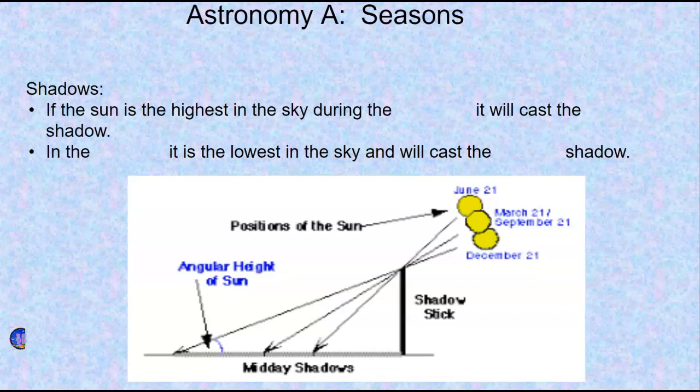All right. And last but not least, shadows. If the sun is highest in the sky during the summer, it will cast the shortest shadow. So if I have a stick or an obelisk, the sun is up here. It's the highest it's going to be for us, and it's going to have a short shadow. Whereas in the winter, down here, December 21st, it is the lowest in the sky, and it will cast the longest shadow. So lowest, longest, highest, shortest, if you can remember that.